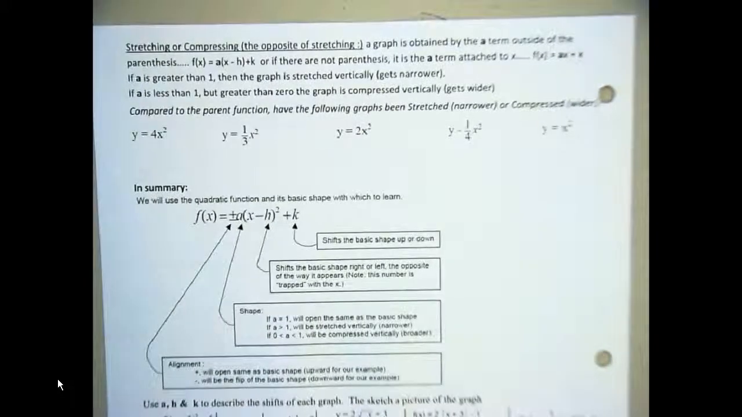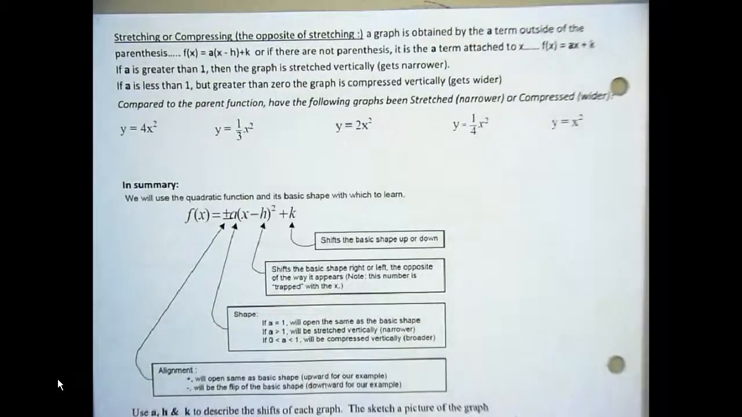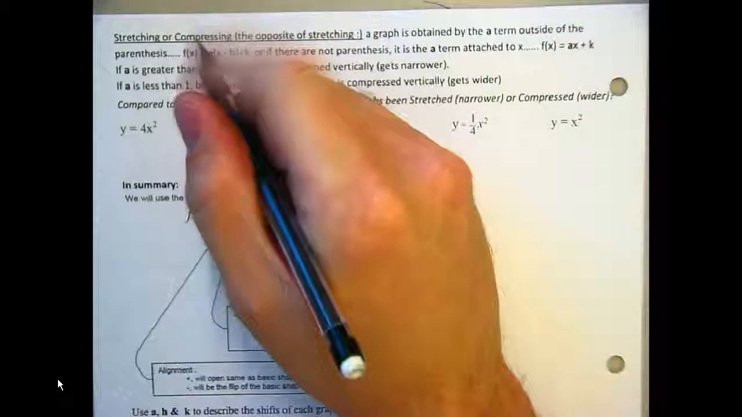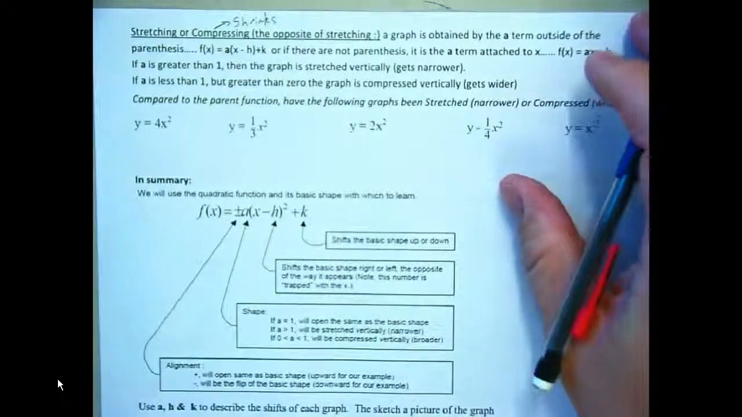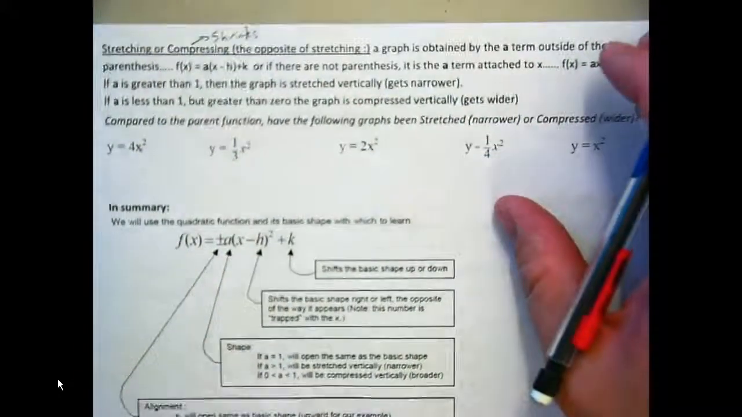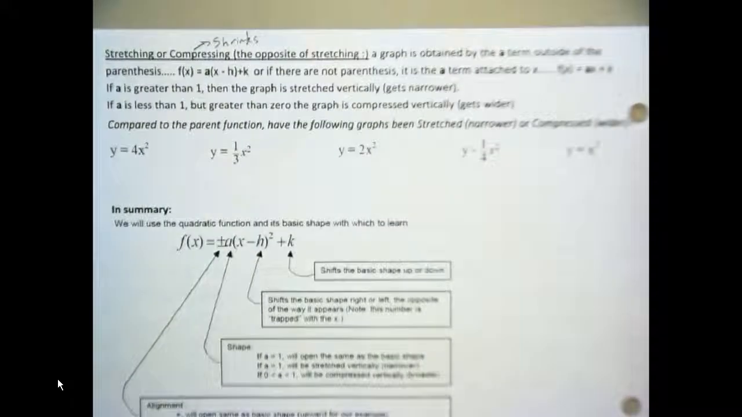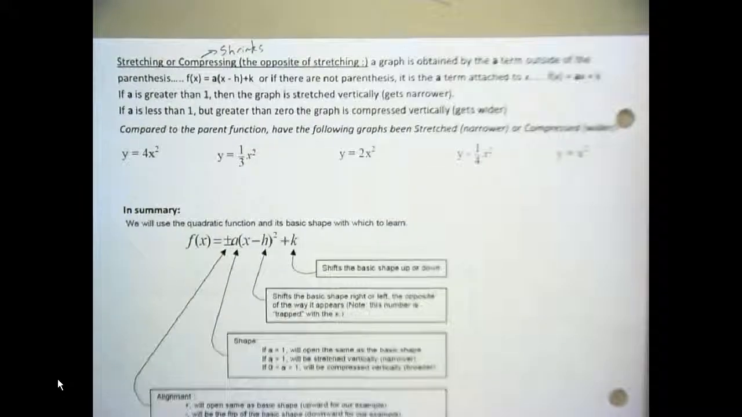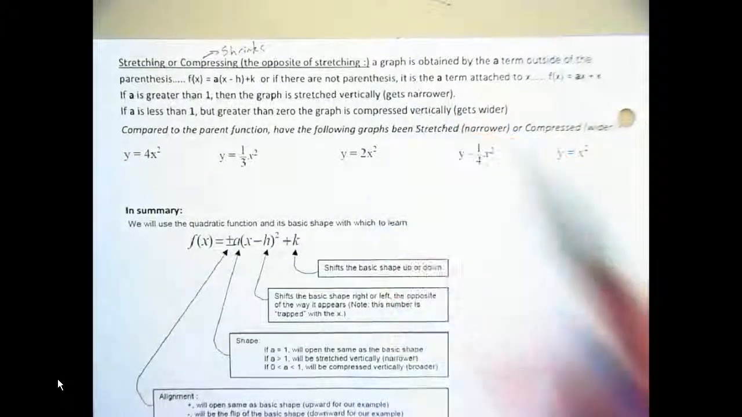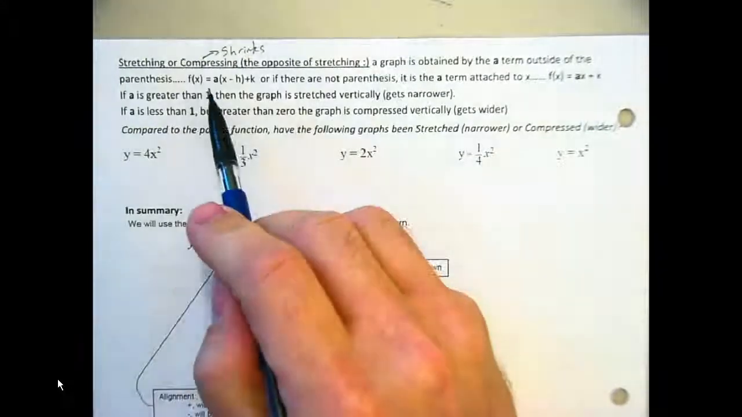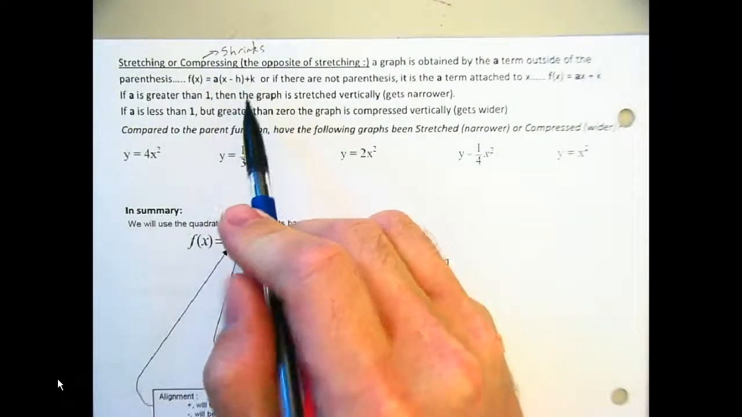Turn it over. We're going to talk about stretching or compressing. Remember, compressing, this book calls it shrinks. So you can think of it as a shrink, the opposite of stretching. A graph is obtained by the A term outside of the parentheses. F of x equals A times x minus h plus k.